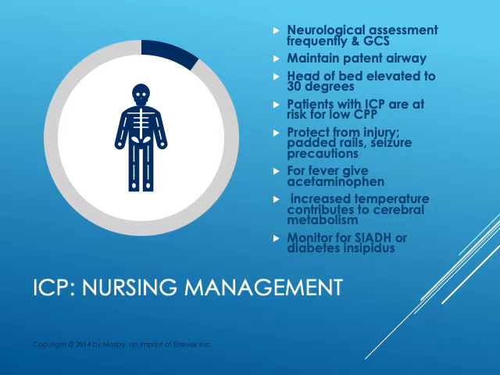Now, bringing in from the last group that we were looking at, and that is endocrine, you're going to monitor for SIADH or DI. So watch the urine output. If it's slowed down, SIADH. If it's coming out too much, DI. But anyone with a head injury is at risk for one of these two things.